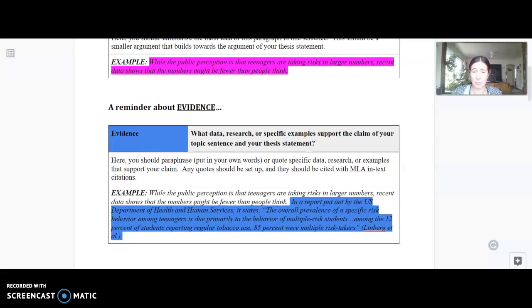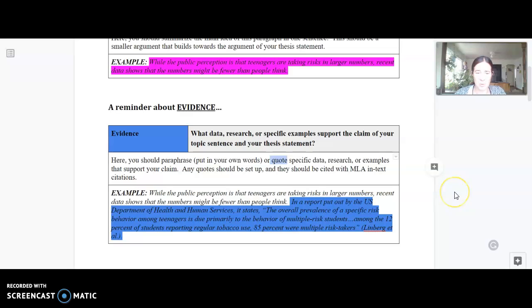So let's look at a reminder about evidence, right? Evidence is what data, research, or specific examples support the claim, which is our topic sentence, and ultimately our thesis. Here, you should paraphrase, put in your own words, or quote, right? You can quote specific data, research, or examples that support your claim. Any quotes should be set up and they should be cited in MLA in-text citations.